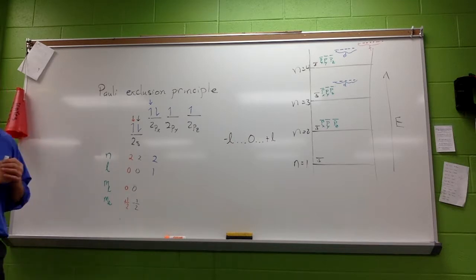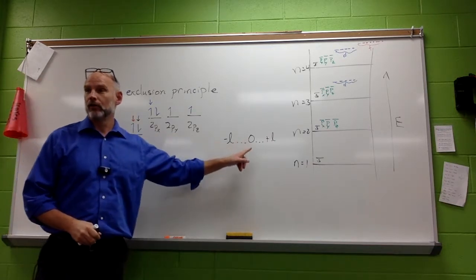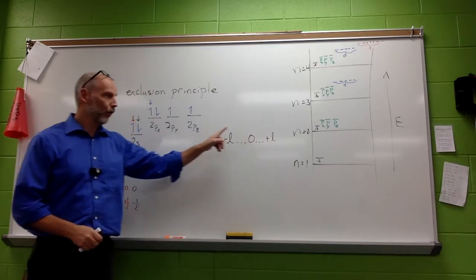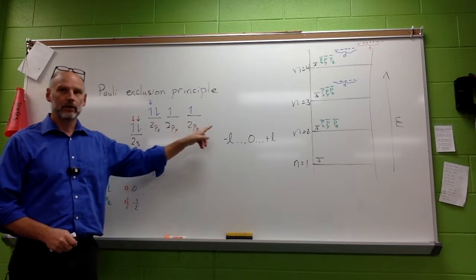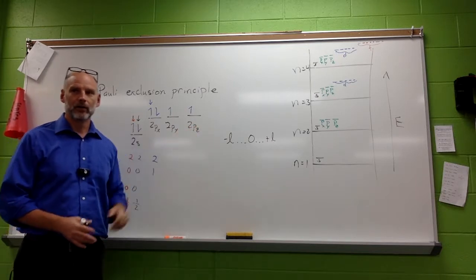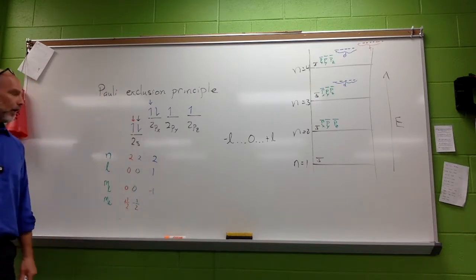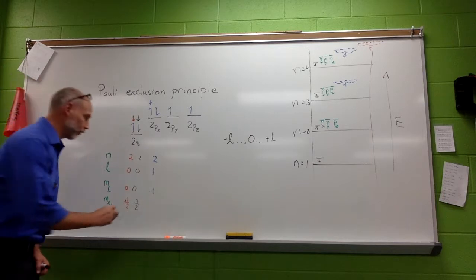What are my possible values for M sub L? Negative 1, 0, positive 1. Or in other words, px, py, pz. So this one would be negative 1. What would be my value for M sub S? Plus 1/2.